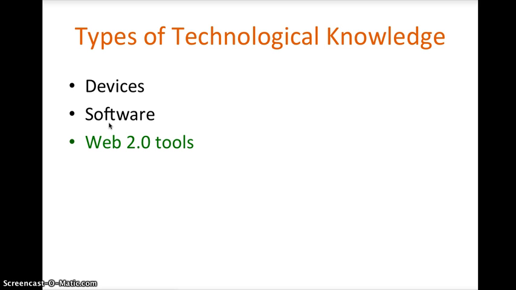Then you have something called software, and that's something that can be downloaded to your device. An example of software would be a program such as GarageBand or the program that I'm using right now, Screencast-O-Matic. And the third category is what we're focusing on today, called Web 2.0 tools. You have many Web 2.0 tools on your iPad pre-installed to your music education learning environment Melody device.